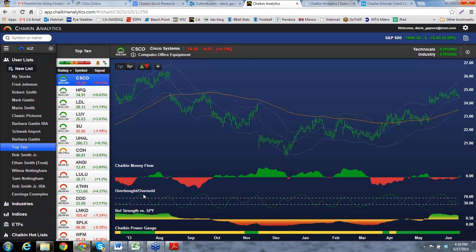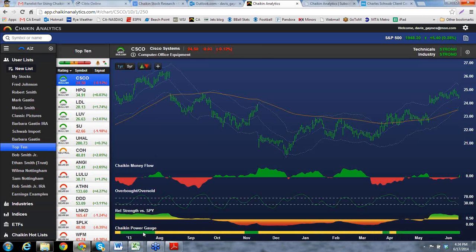And third, an overbought, oversold indicator to give you an idea where a stock is in its current trading range and to help pick entry and exit points. Now, the bottom line is probably the most important line. If you think this is an interesting product and research and you think you might want to buy it, this is what you want to look at. This is the historical power gauge rating.